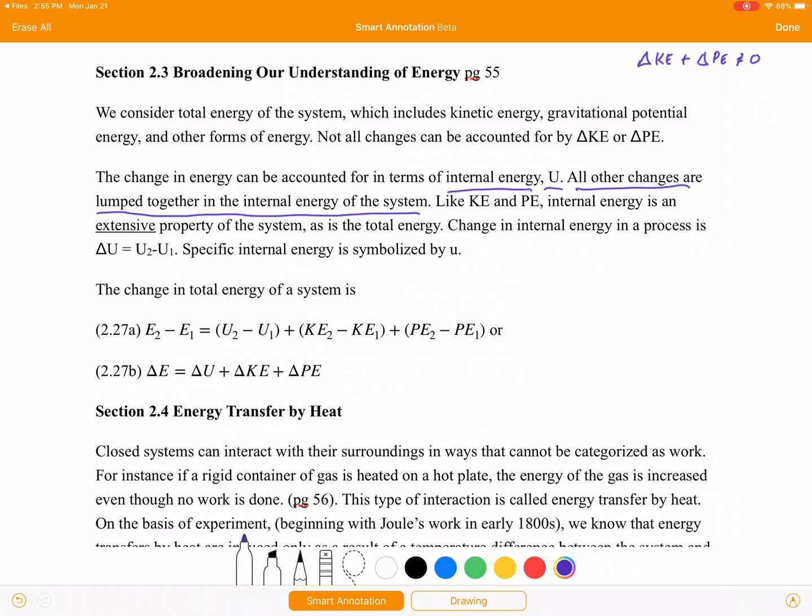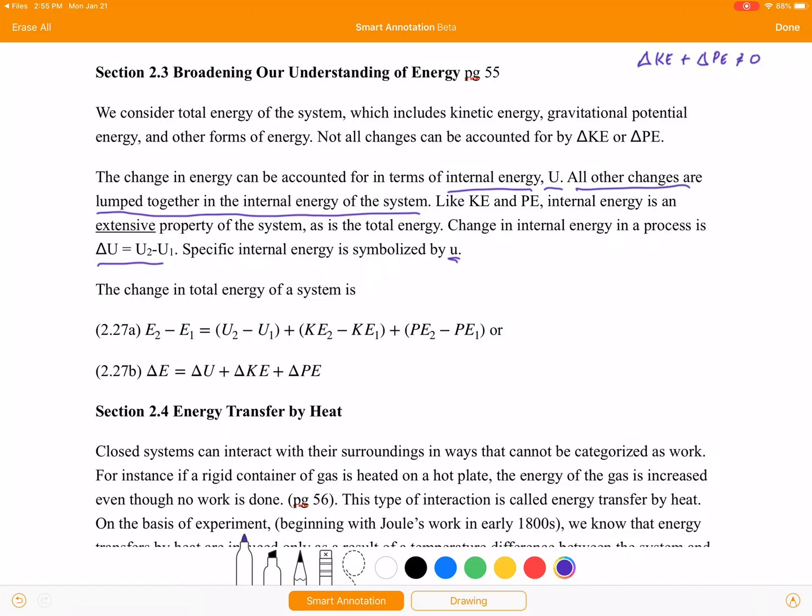So like kinetic energy and potential energy, internal energy is an extensive property of the system, as is total energy. Change in internal energy in a process is delta U, which again is the internal energy at the second position minus internal energy at the first position. Final minus initial. Specific internal energy is symbolized by a small u. So capital U is internal energy, small u is specific internal energy. And if you go look at the tables in the back of your book, internal energy is one of the properties on our tables.